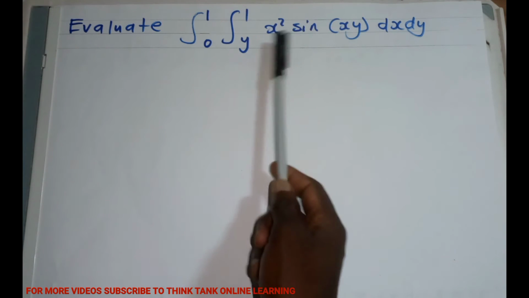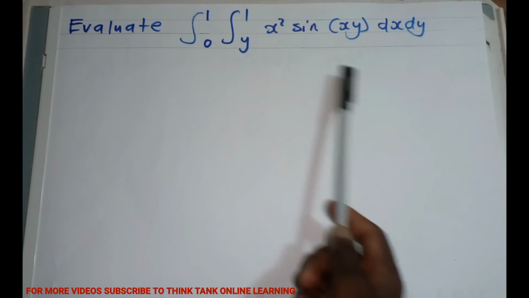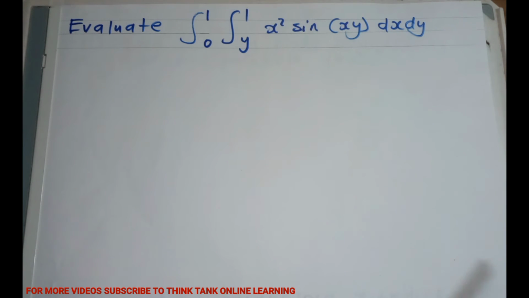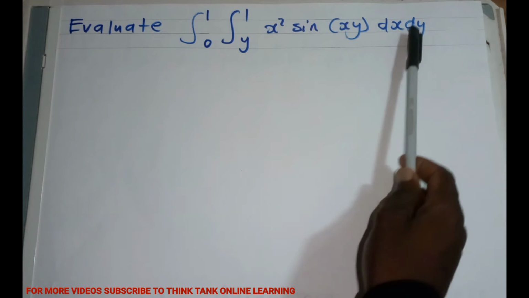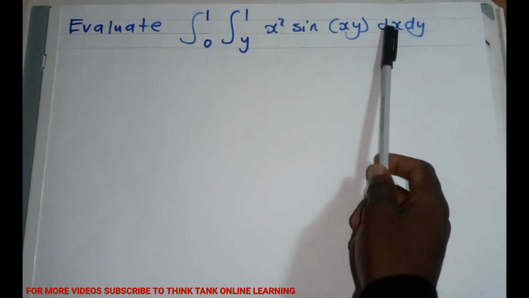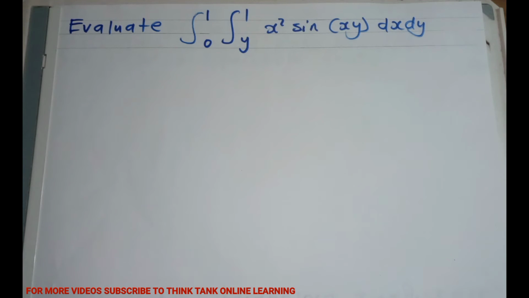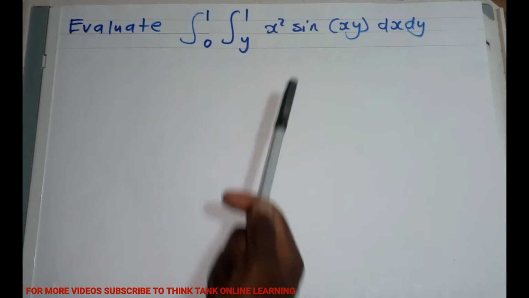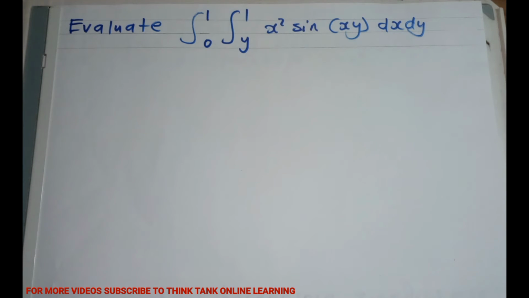But we can try to ease this problem by just changing the order of integration. So what is changing the order of integration? We want this problem to be dy dx, not dx dy. The best way you can change the order of integration is by graphing.